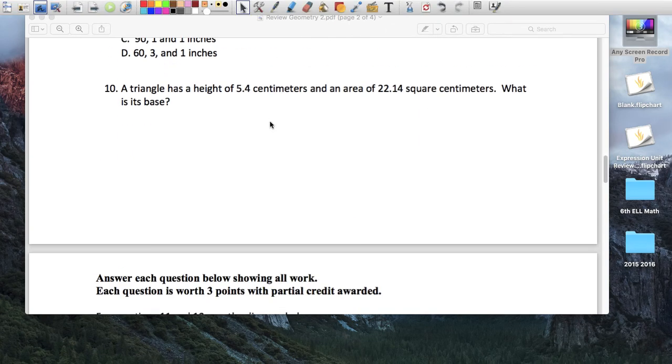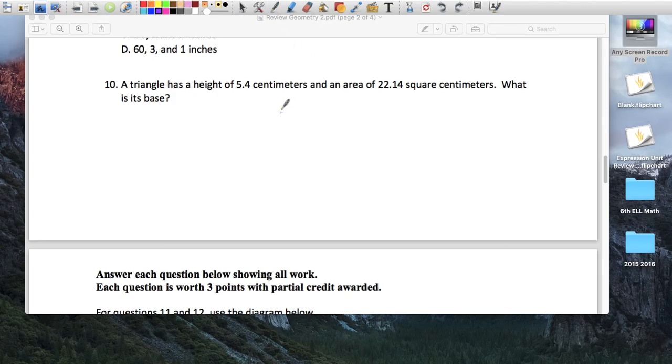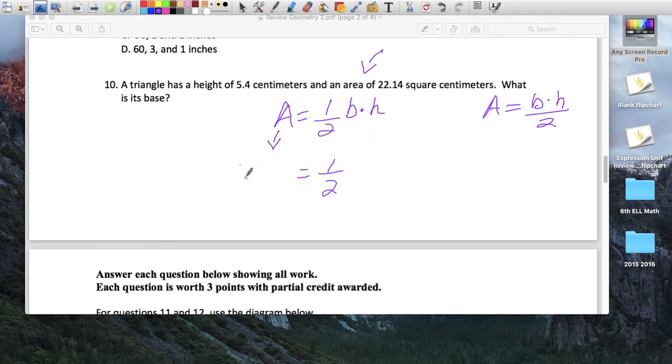Okay, a triangle, and we'll do this one. For this one, you're not asked for the area of a triangle. Instead you're asking for one of its components, the base or the height, so you want to use this. I think it's more clear when you're using this format. So let's substitute. Area is 22.14, so A is 22.14. Half stays the same. Base, I don't know, so I'll copy that. H, I do know, it's 5.4.